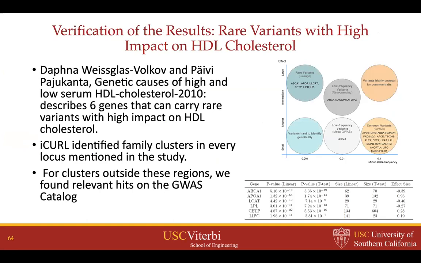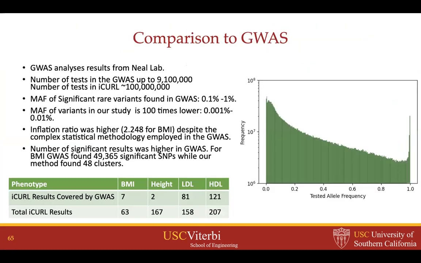Another interesting thing that we found was this paper that described 6 genes that could carry rare variants with high impact on HDL cholesterol. For every one of those genes, we found at least one family cluster, around or exactly in the same area as that gene, in our results, both using t-test and linear regression.